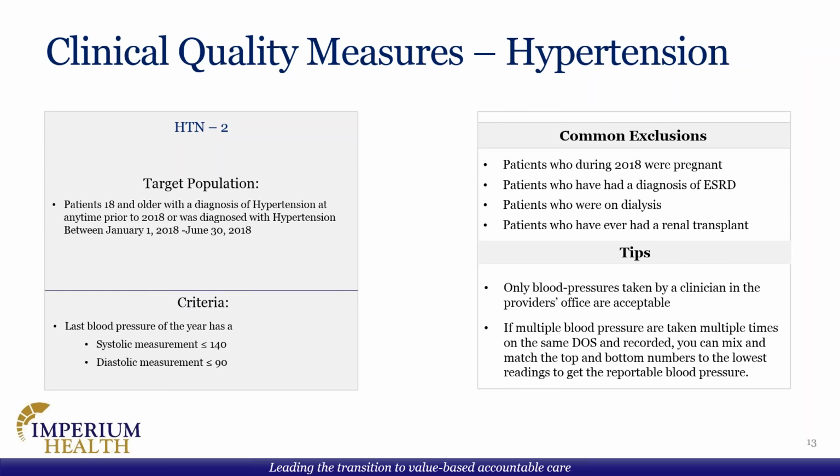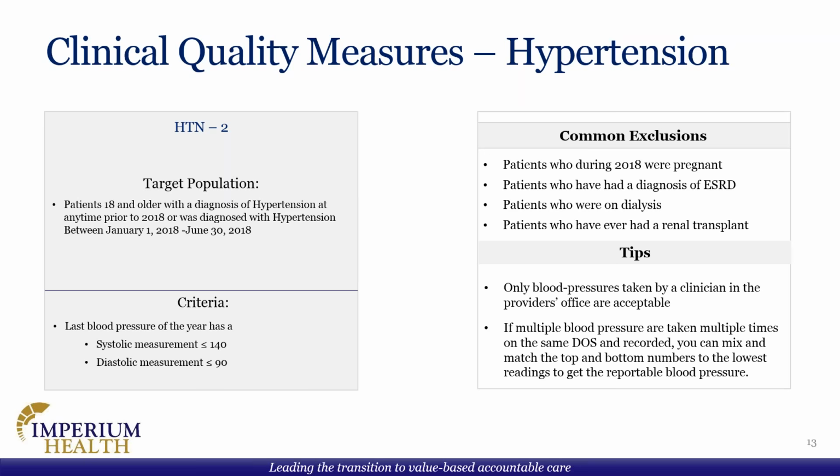The next clinical quality measure is hypertension management. This is going to be focused on patients ages 18 and older with a diagnosis of hypertension at any point prior to 2018 or a diagnosis of hypertension in the first 6 months of 2018. For this measure, we want to make sure that we get on the last blood pressure reading of the year a systolic and a diastolic less than 140/90. You can use any combination of readings on the last visit of the year to try and get that 140/90 combination, and you can mix and match different readings to get the optimal score for yourself.